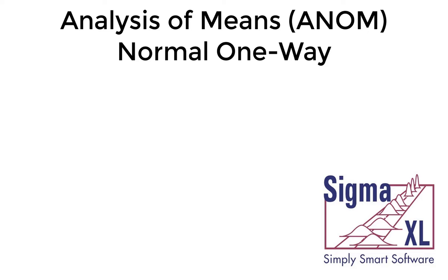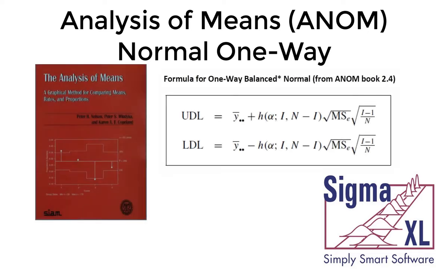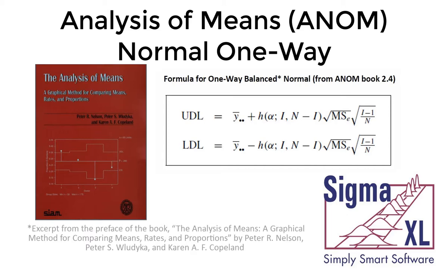In this video I'll be covering analysis of means for normal one-way data. Here's an excerpt from the book The Analysis of Means by Peter Nelson, Peter Ludica, and Karen Copeland. The analysis of means is an alternative procedure to ANOVA for comparing means. ANOM has the advantages of being much more intuitive and providing an easy-to-understand graphical result, which clearly indicates any means that are different from the overall mean and allows for easy assessment of practical as well as statistical significance.